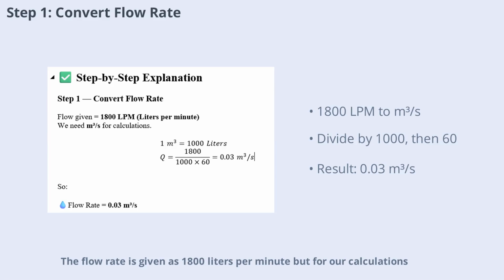Flow rate is given as 1800 liters per minute, but for our calculations we need it in cubic meters per second. Since 1 cubic meter equals 1000 liters, and there are 60 seconds in a minute, we divide 1800 by 1000 and then by 60. This gives us a flow rate of 0.03 cubic meters per second. This conversion is crucial because all our subsequent calculations will use SI units. With this value in hand, we're ready to move on to the next step, converting the pressure drop.